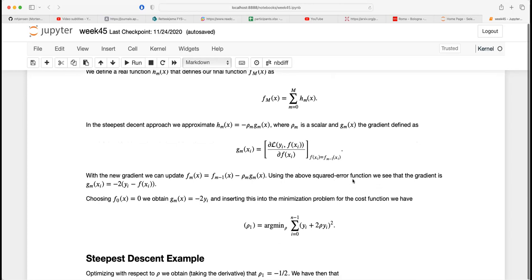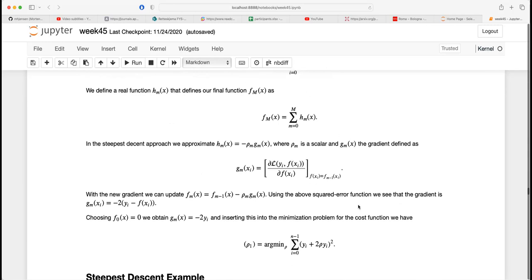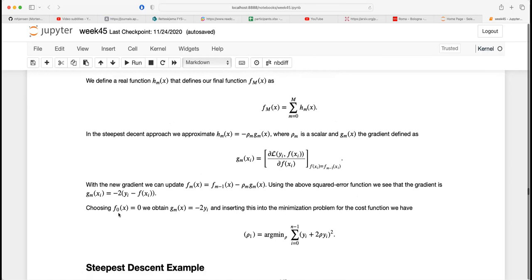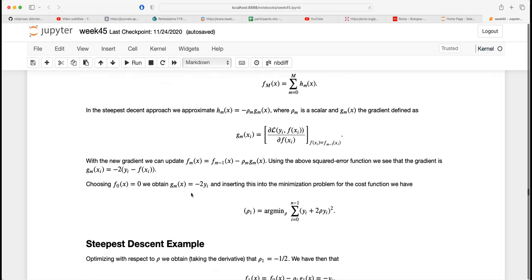And if we look at the above, this kind of squared error function, you see that the gradient is simply given by minus 2 times y of I minus f of x of I. And if you choose f of 0 of x, the first iteration simply says that this gradient is given by minus 2 times y of I. That will be the first gradient. And then you can go back, and then you keep iterating. But before you do that, you insert this function into the minimization problem for the cost function.